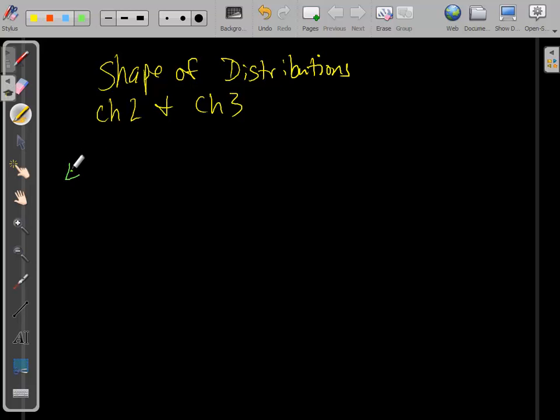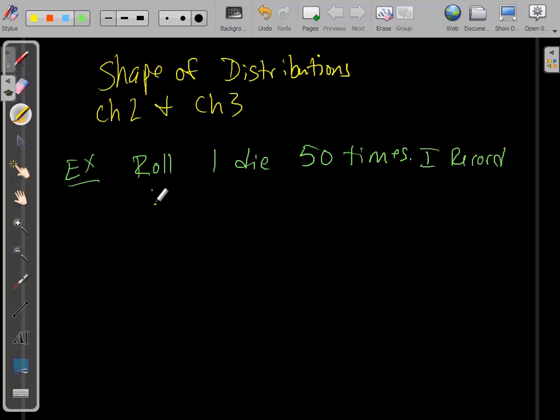So let's start out with our example. Let's say that I roll one die 50 times, and I record just the face value. Okay, that'll be our x.